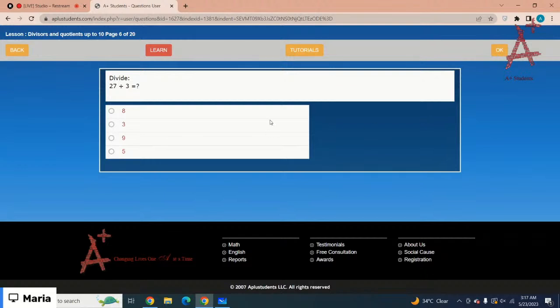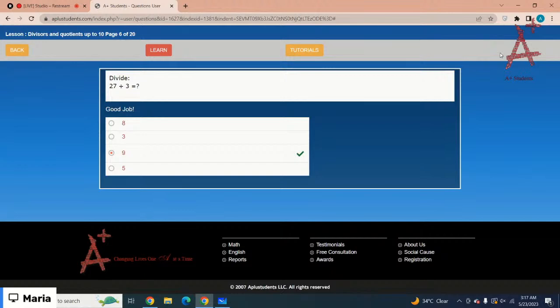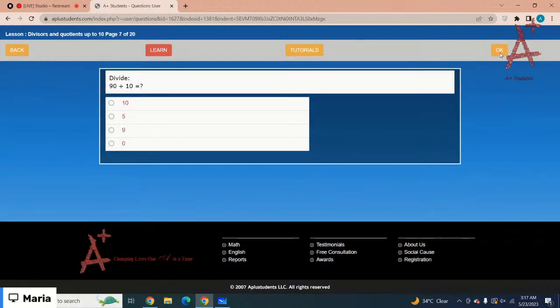Three times 9 is 27. You have to count a table of 3 until 27. So it would be 3 times 9 is 27. Okay, the next one is 90 divided by 10. So 10 times what number is 90?